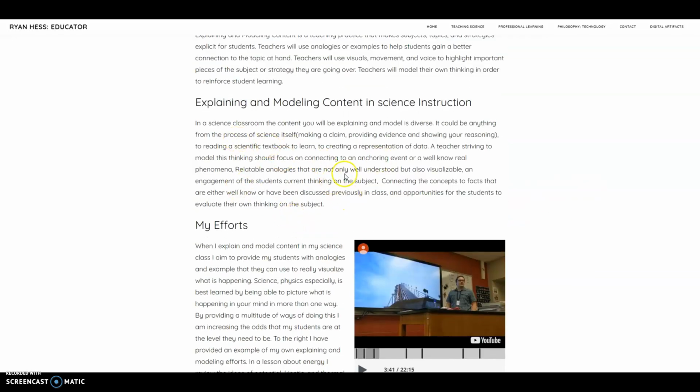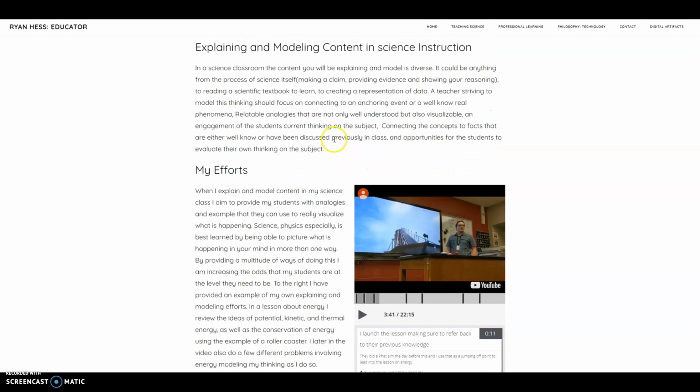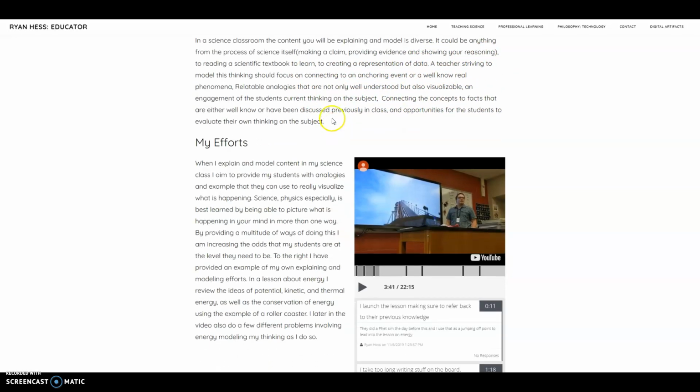So in a science classroom, the content you'll be explaining and modeling is diverse. It could be anything from the process of the science itself, using CER, or making a claim, providing evidence, and showing your reasoning, or even just reading scientific textbooks, or creating data, or creating representations of data.